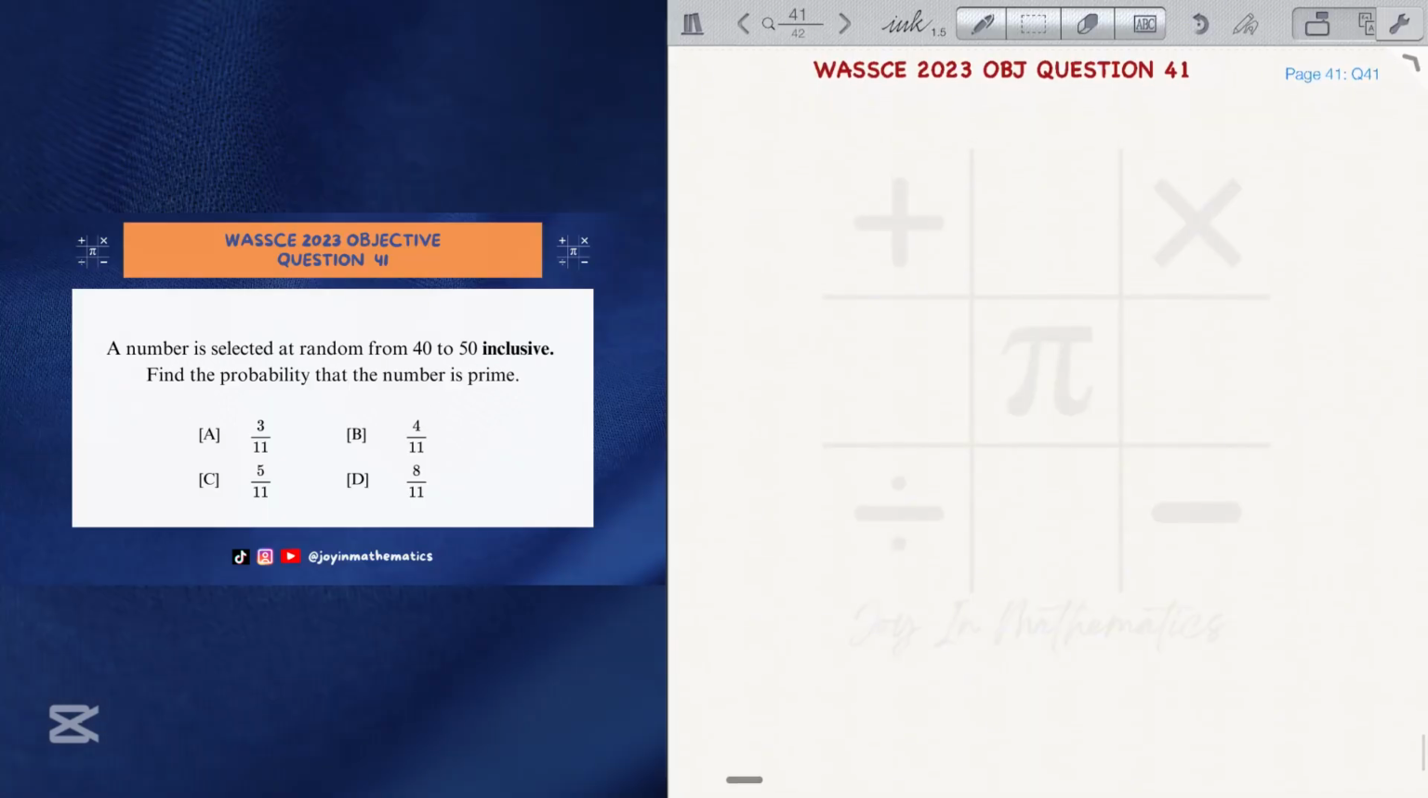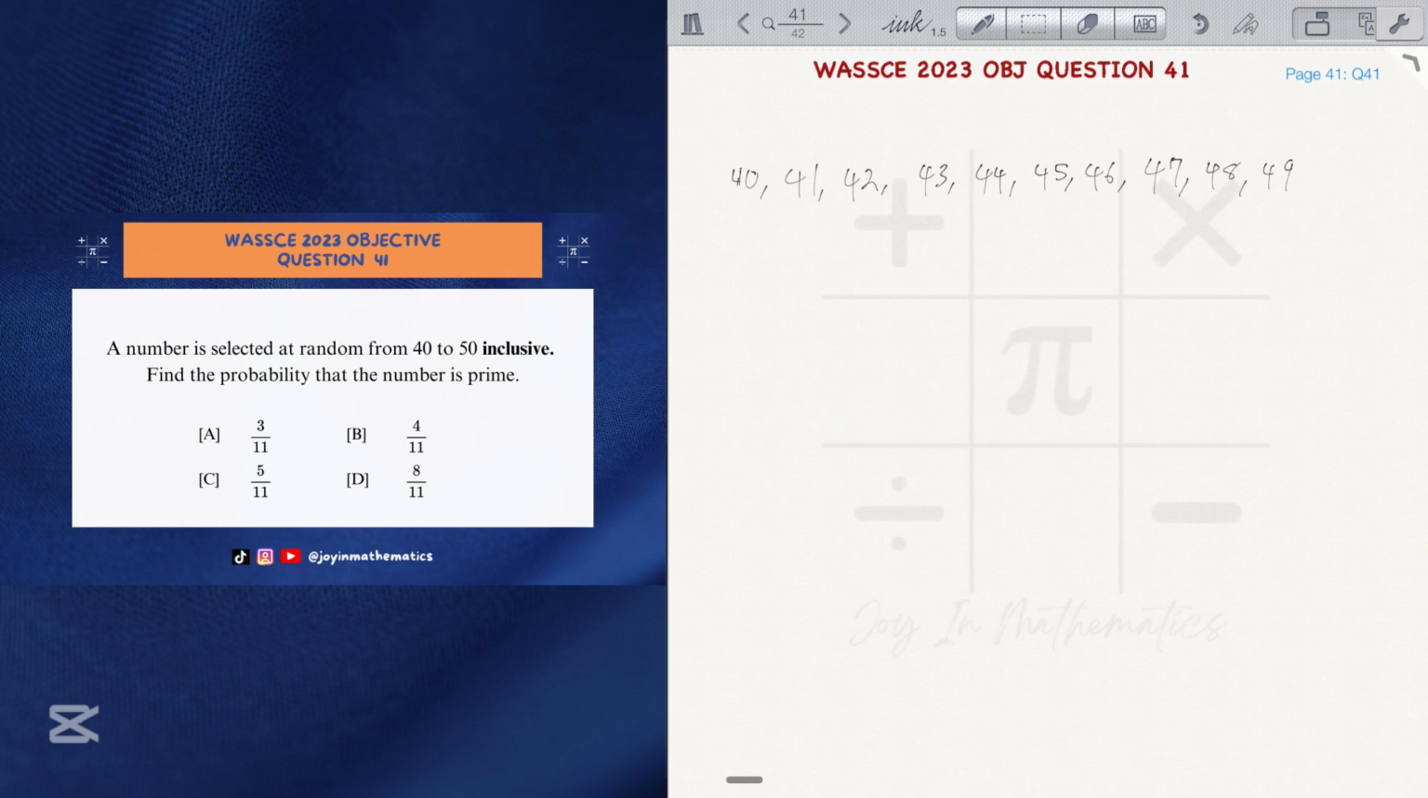Moving on to WAEC 2023 objective question 41. The question reads thus: a number is selected at random from 40 to 50 inclusive, so that means 50 is included. Let's find the probability that the number is a prime number. So let's write out all the possible outcomes, from 40 to 50 inclusive. So we have 40, 41, 42, 43, 44, 45, 46, 47, 48, 49.